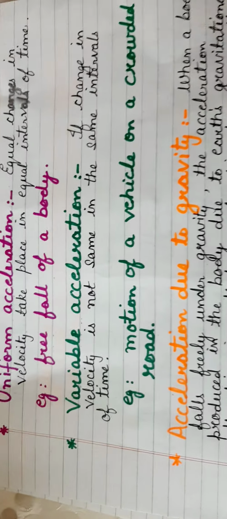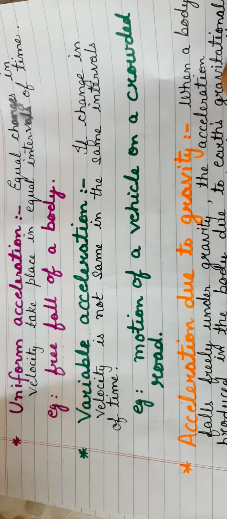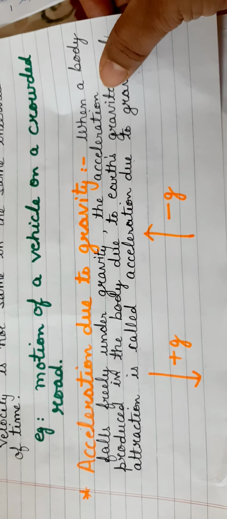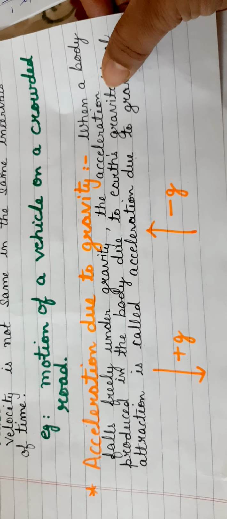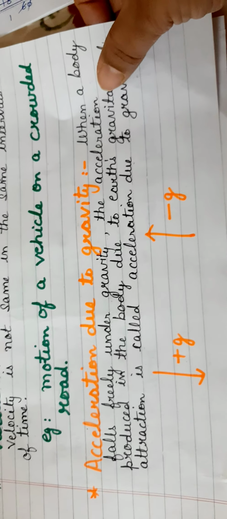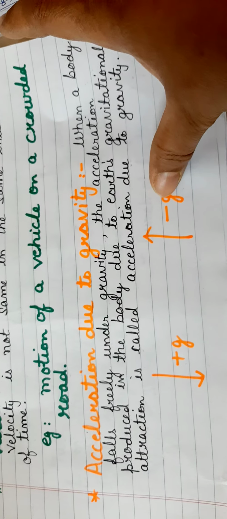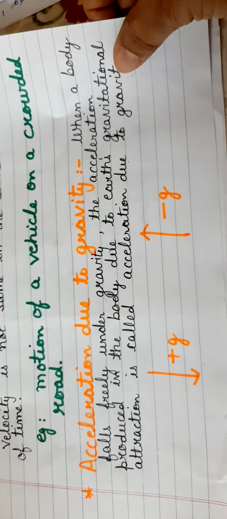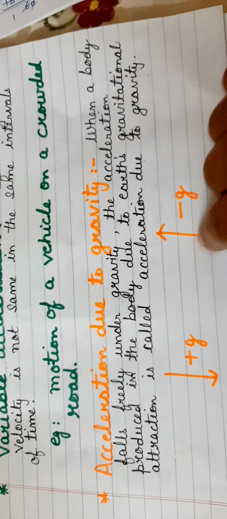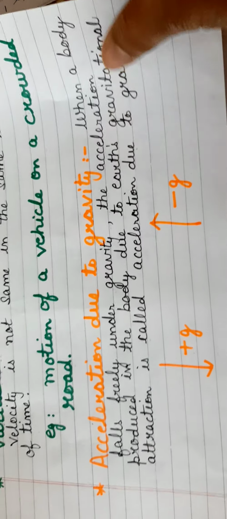Then I taught you the different types of acceleration: uniform acceleration, variable acceleration, and acceleration due to gravity, in which we discussed that when the body is falling freely downwards, the value of g is positive, and when it is thrown upwards against the force of gravity, the value of g is considered to be negative. This is taken to solve the numerical problems. That's why I'm doing it with you.